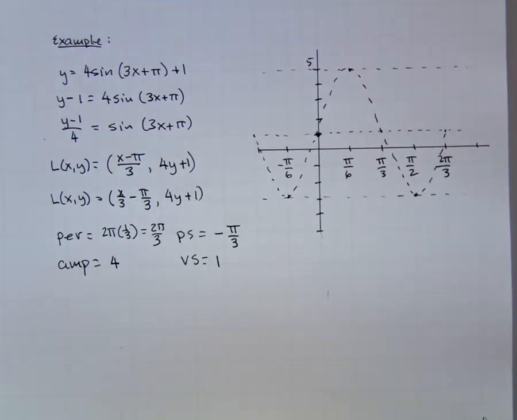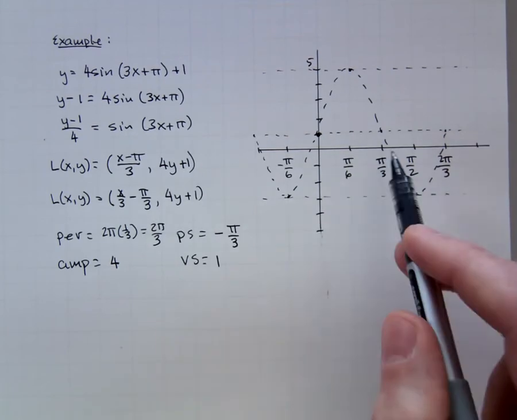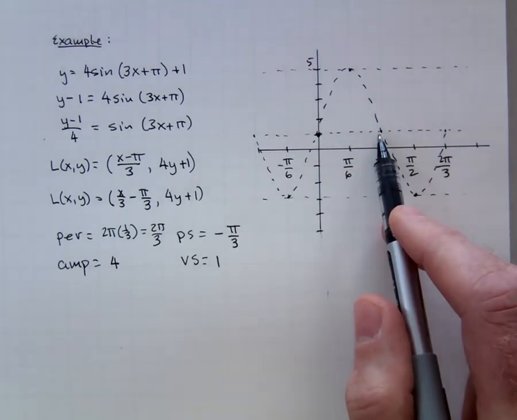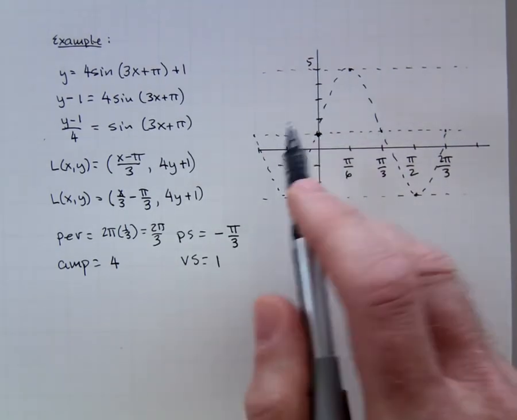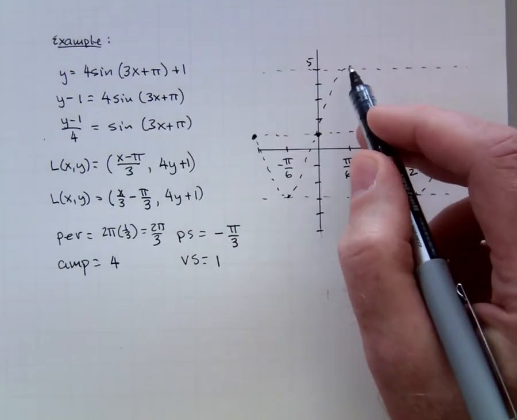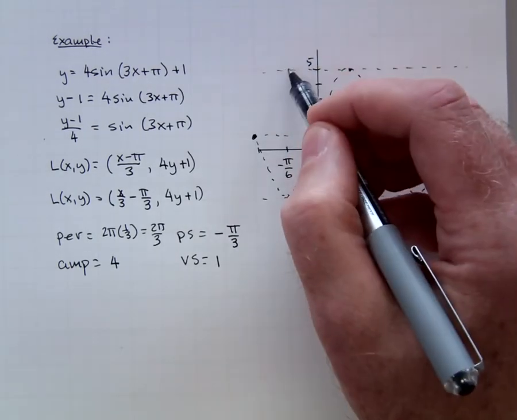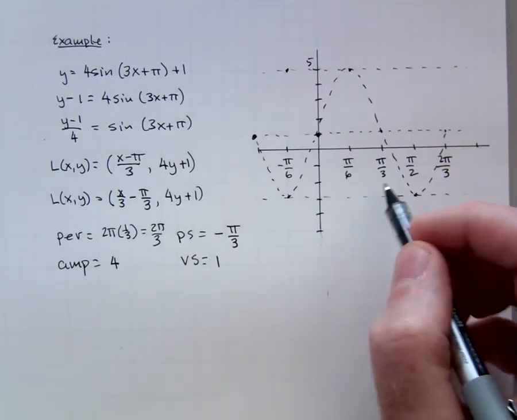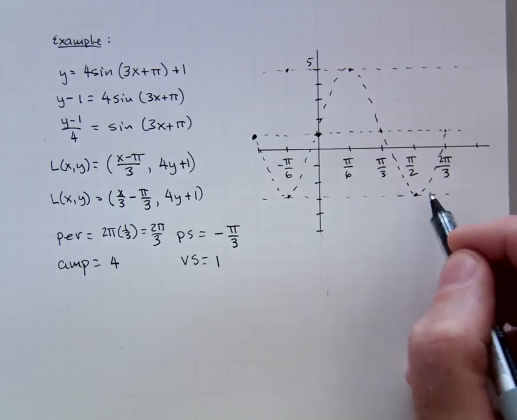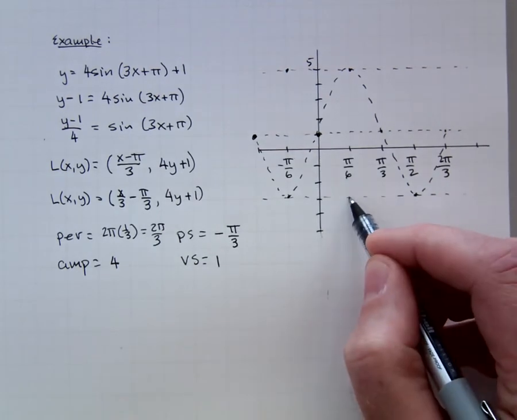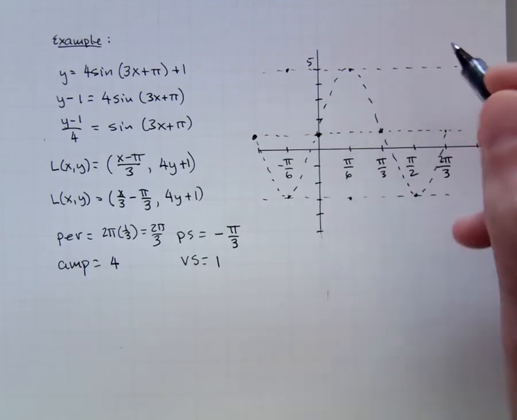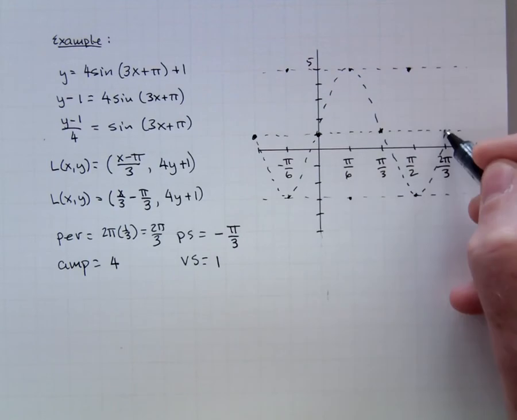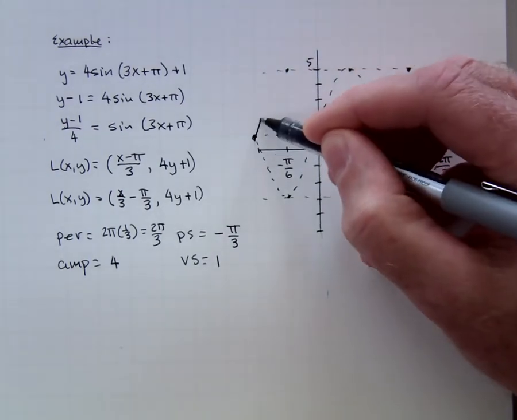But it is phase shifted. It's shifted pi over 3 to the left, and fortunately for us, that's exactly half a period, so it's a pretty easy matter to just take key points on the graph and shift them half a period over. I'll go through that process with several of these points, and once you get the pattern established, you can just continue it.